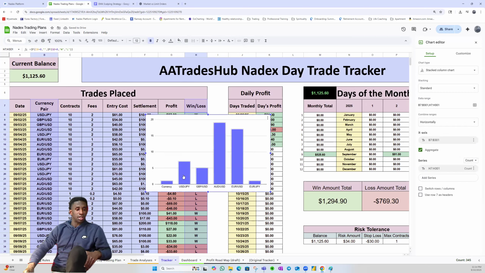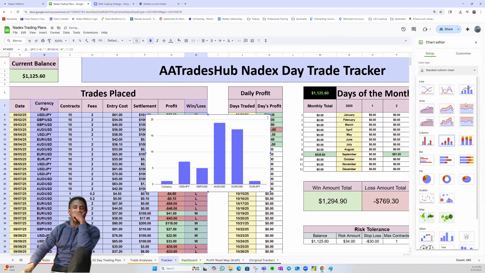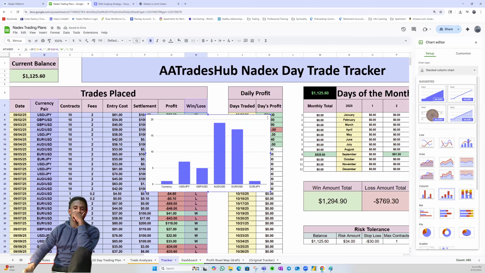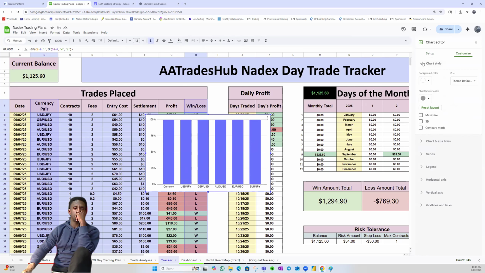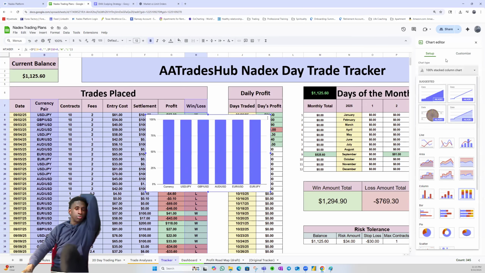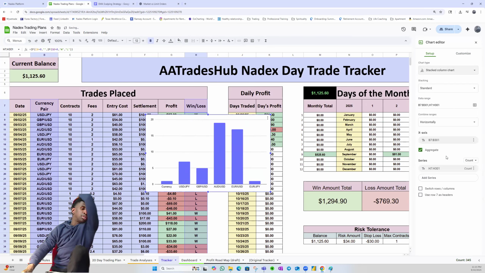Not currency, no. Currency would just be... Y'all know what I'm trying to do. I'm trying to see how I would do that on here. Because I want it to be stacked, you know what I mean? Because of the way that it's made.